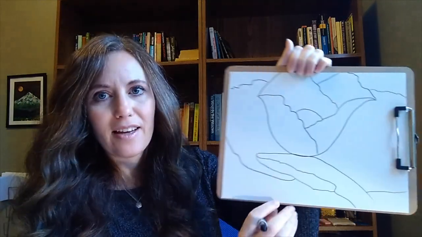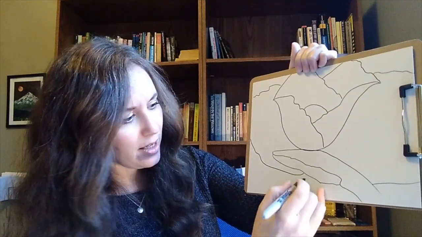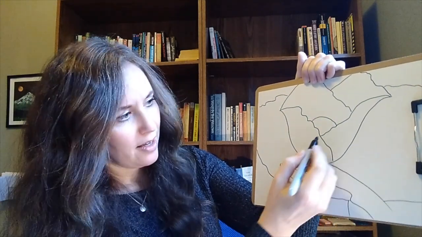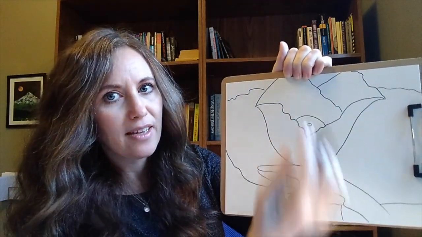Okay, so that is going to be the basic outline of our flower. I think we just need a little bit of a stem here. How about that? And I'm going to do the inside here. So it shows the inside of our flower.